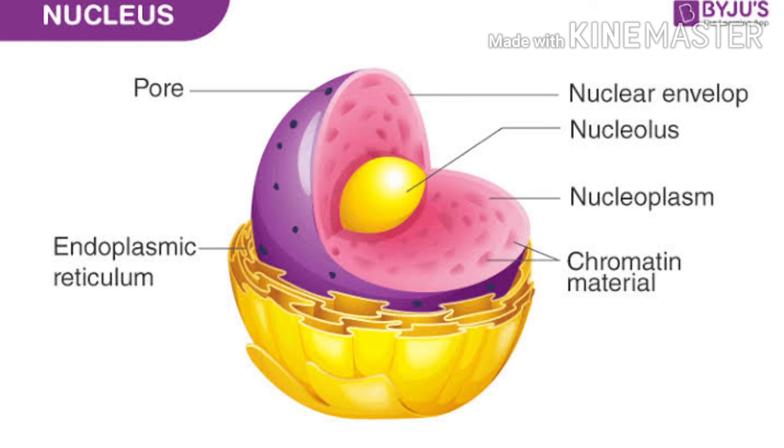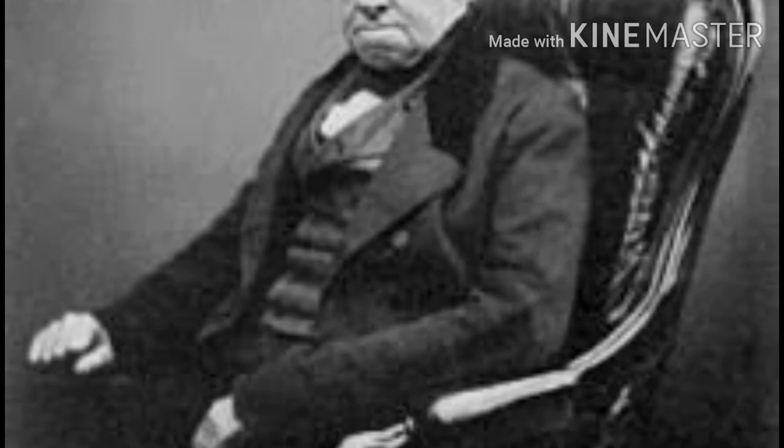Next one is the nucleus. Who identified the nucleus? Yes, Robert Brown. In which year? 1831. Children, in the next class, I will discuss the remaining organelles.